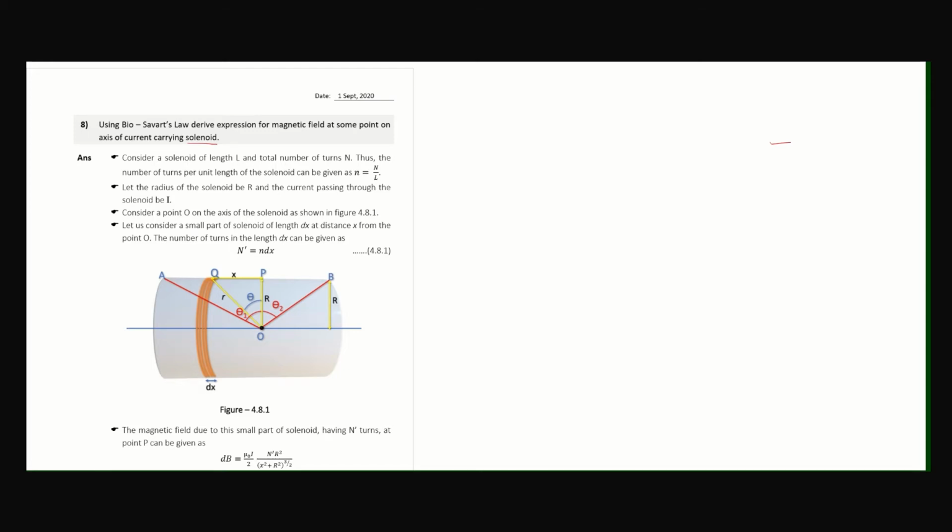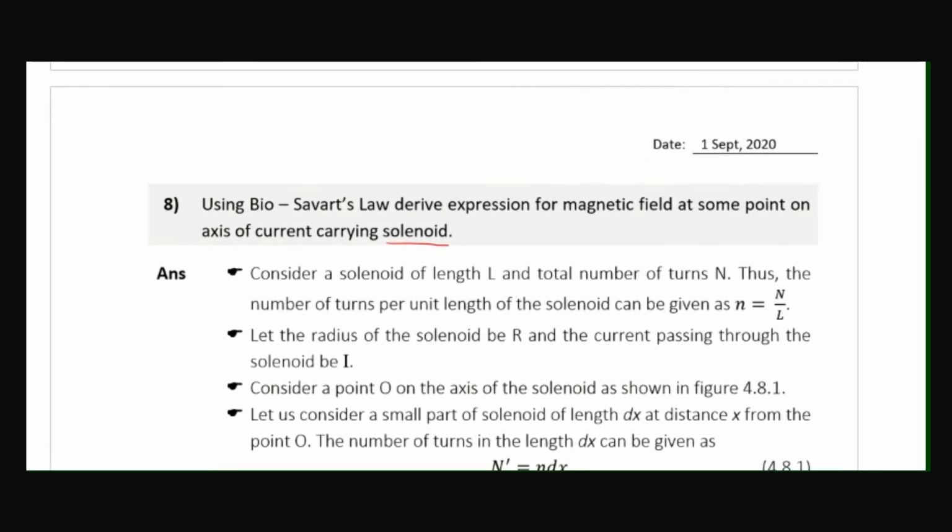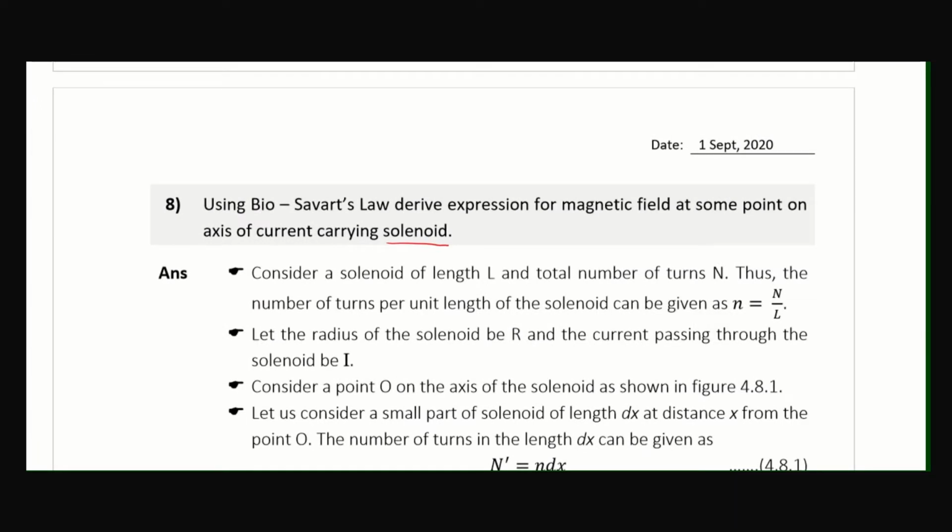Hello students, today we will talk about magnetic field due to current carrying solenoid. So we will first understand what a solenoid is, and then we will try to derive the magnetic field at some point on the axis of the solenoid using Biot-Savart law.